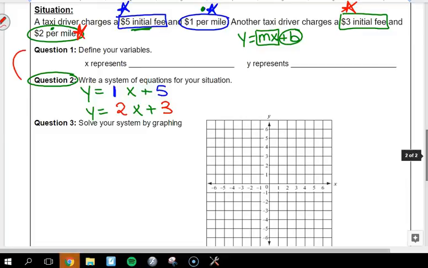Now let's come back up here to question 1. X represents what? Well, it's being multiplied by 1 and 2, so $1 per mile, $2 per mile. That x is going to be your number of miles that you travel. Y is what all of that is equal to, and that's going to be your total cost to ride in that taxi cab.